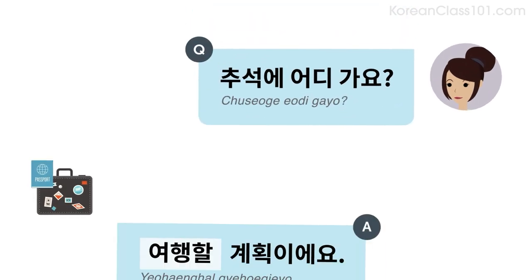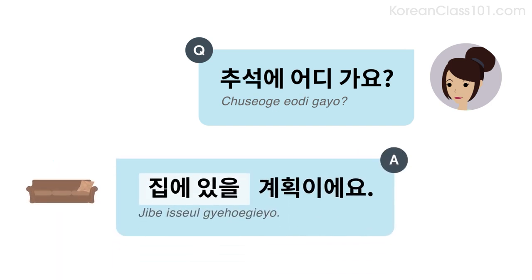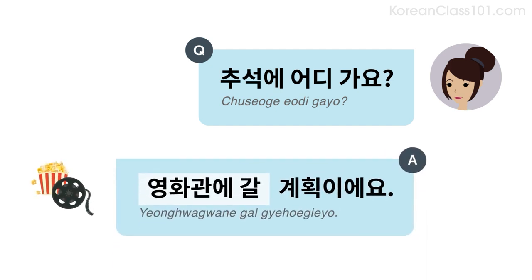Let's look at some examples. Listen and repeat. Or speak along with the native speakers. 추석에 어디 가요? 여행할 계획이에요. 추석에 어디 가요? 집에 있을 계획이에요. 추석에 어디 가요? 영화관에 갈 계획이에요.